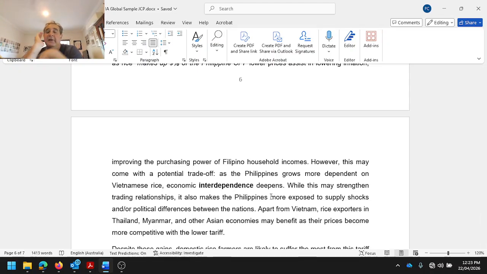between nations. Okay, so he's picking up what's in the article, where the article actually says, look, the danger is that you become so dependent on the Vietnamese. What happens if Vietnam is unable to supply you with that rice? If you have a political difference or something economically catastrophic happens and the Vietnamese decide not to export, then that makes the Philippines very vulnerable.